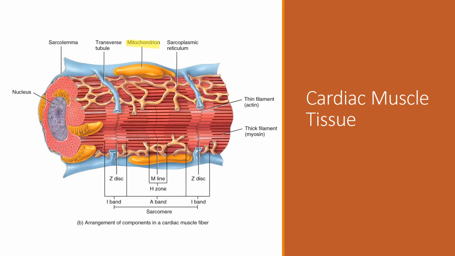Cardiac muscle fibers have the same arrangement of actin and myosin within their sarcomere. So we have those thin filaments, remember that's actin, and the thick filaments made of myosin. They have the same bands, A bands and I bands, the same zones, and the same Z discs as the skeletal muscle fibers do. The transverse tubules of cardiac muscle fibers are wider, but they're also less abundant than we see in skeletal muscle fibers.